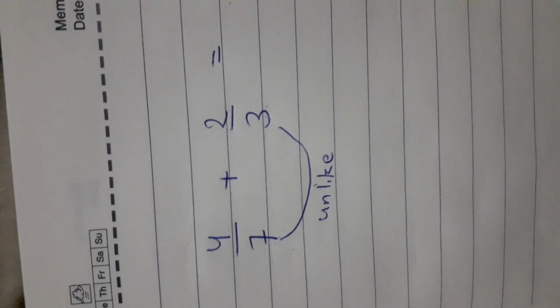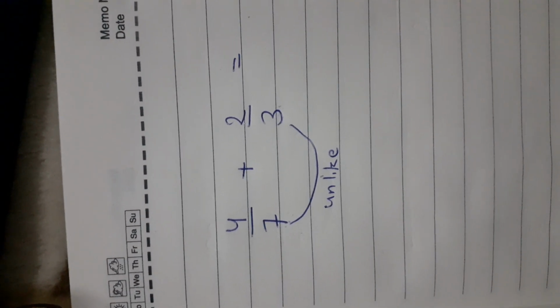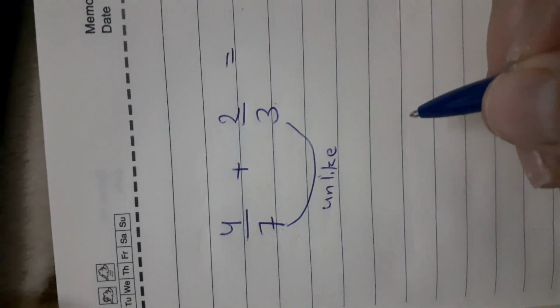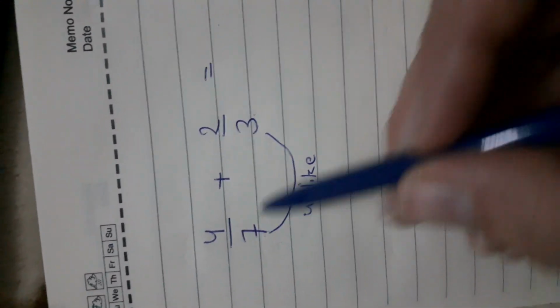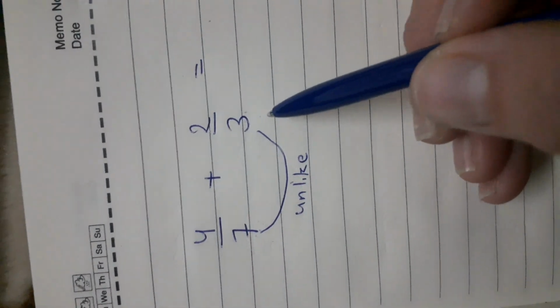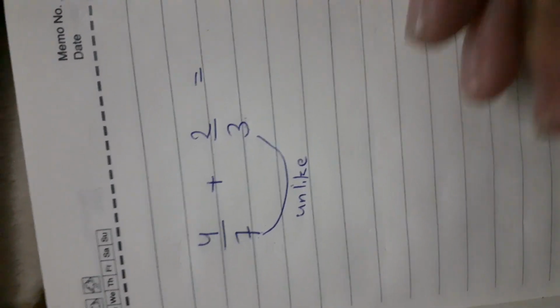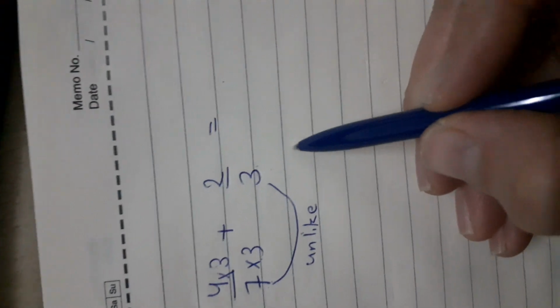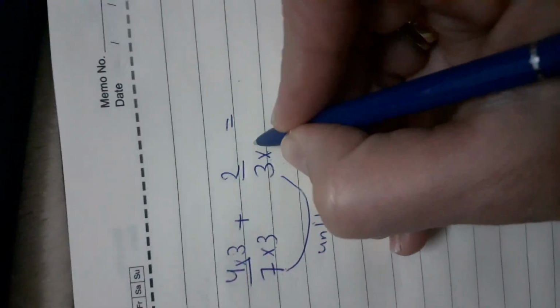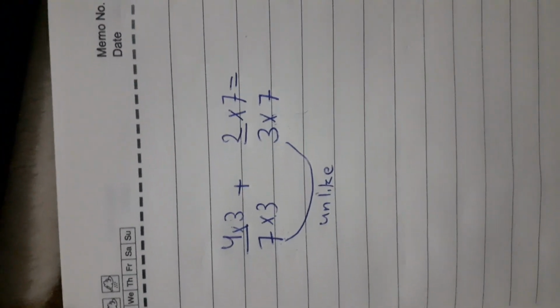Neither of them is a multiple of the other. So the simplest way and the easiest way to make these two denominators like is to multiply both fractions by the other fraction's denominator. It means 4/7 would be multiplied by 3 on both numerator and denominator. Here, the second fraction will be multiplied by 7 on both numerator and denominator.